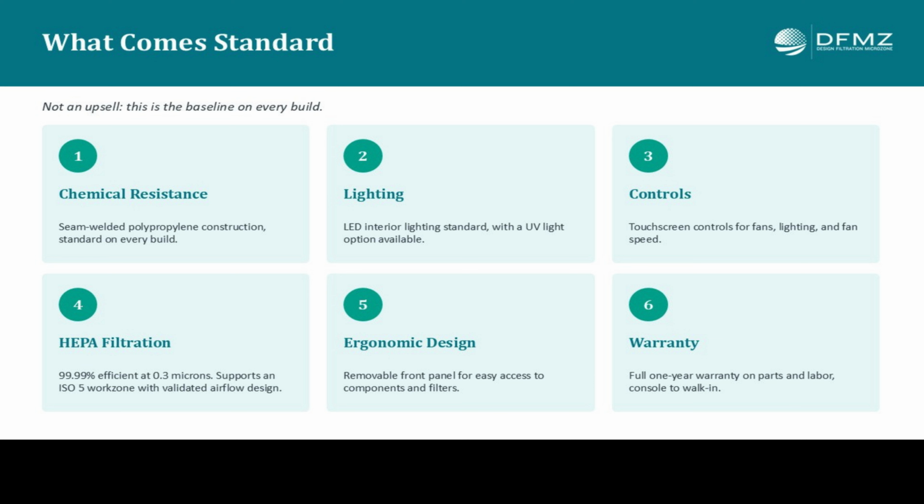HEPA filtration is rated 99.99% efficient at 0.3 microns. And when combined with the appropriate airflow design and validated system performance, can support an ISO 5 work zone. That's a spec worth comparing closely against any other enclosure you're evaluating. And every build, from console to walk-in, comes with a full 1-year warranty on parts and labor. None of this is an upsell. This is the baseline. Worth keeping in mind the next time a prospect is comparing price against a bare catalog enclosure.